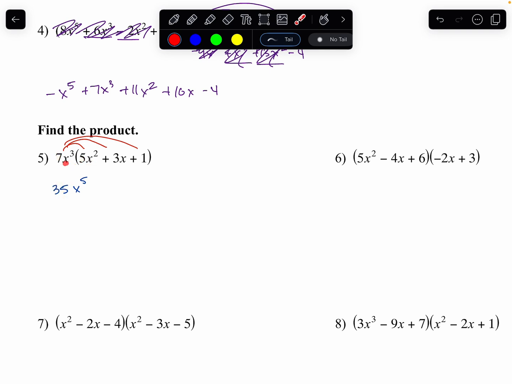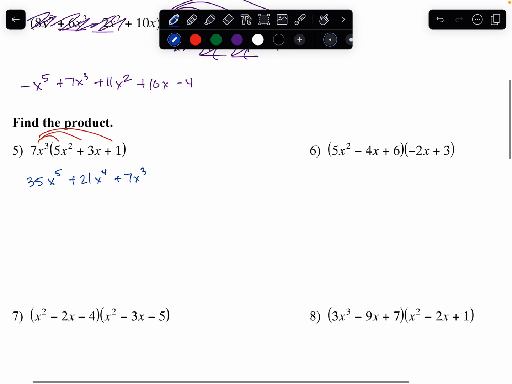Then x to the 3rd times x squared, that's going to give you x to the 5th, because I can add the exponents whenever I multiply those right there. And then we're going to have plus 21x to the 4th. And then 1 times 7x to the 3rd is just going to be plus 7x to the 3rd.